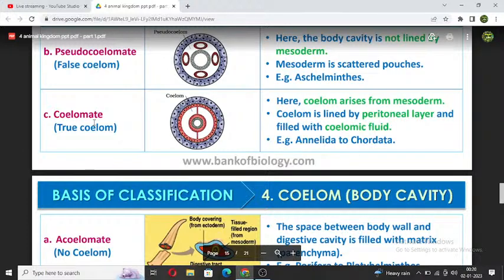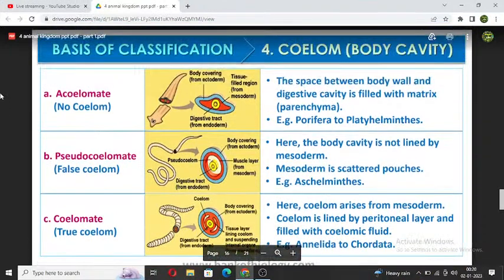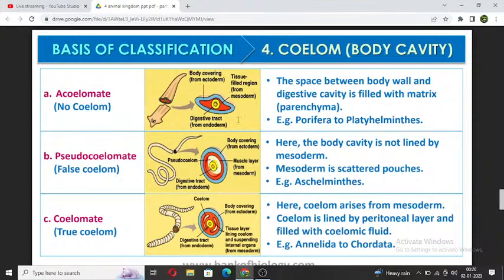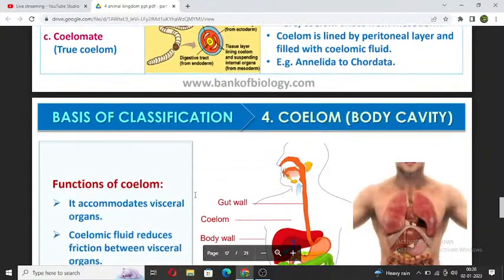And further, you can see some division under eucoelomate organisms only. Here it is not given, but you can see schizocoelomate and enterocoelom. I'll be discussing that. But if you see here, when we cut the body to check the body wall and the digestive tract, you can see the matrix. But here if you cut, you can see the mesoderm with scattered pouches in pseudocoelomate. Whereas in eucoelomate, you can see a peritoneal layer that is filled with coelomic fluid and where the organs are embedded. This is about the coelom.